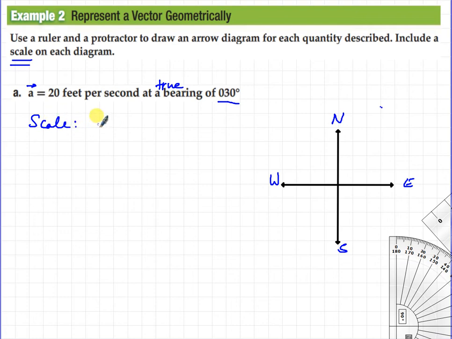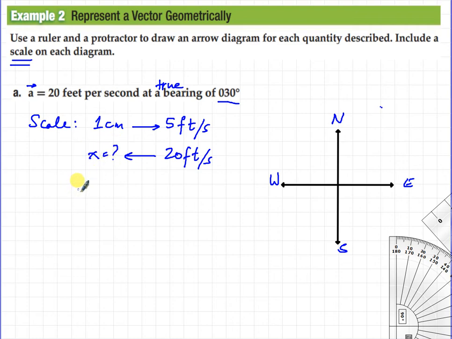Let's say a scale of 1 centimeter corresponds to maybe 5 feet per second. This is a convenient scale. But if I choose 1 centimeter corresponds to 1 foot per second, I would end up with a 20 centimeter arrow. 20 centimeters is very long to fit on this piece of paper. So 1 centimeter to 5 feet per second is a convenient one. So if I have 20 feet per second, how many centimeters should this be drawn?